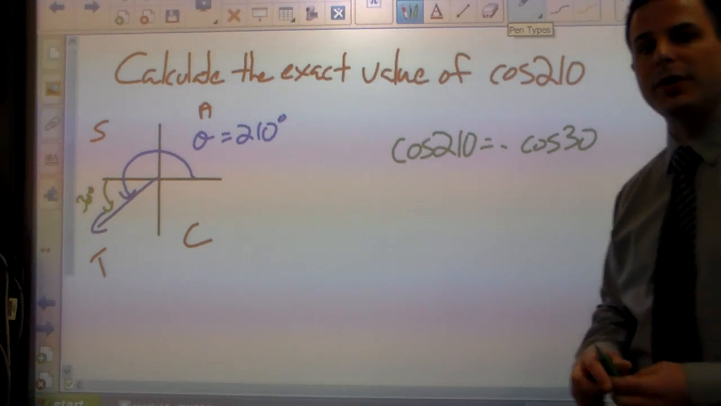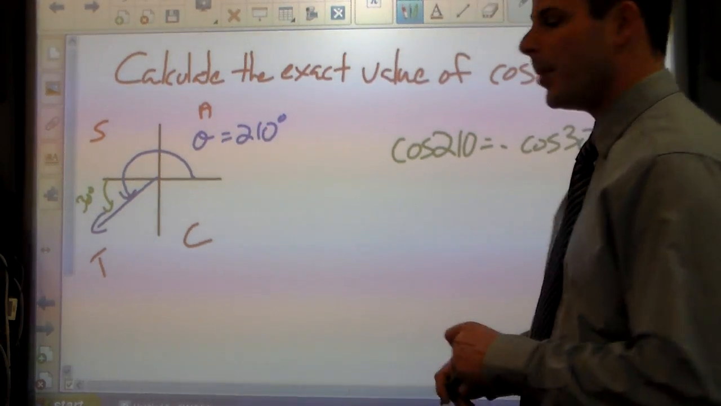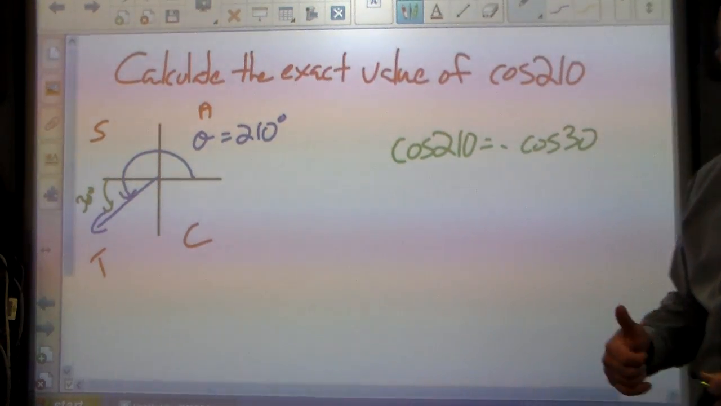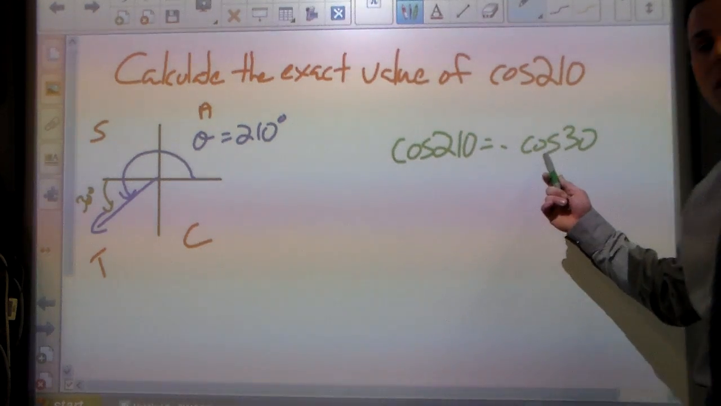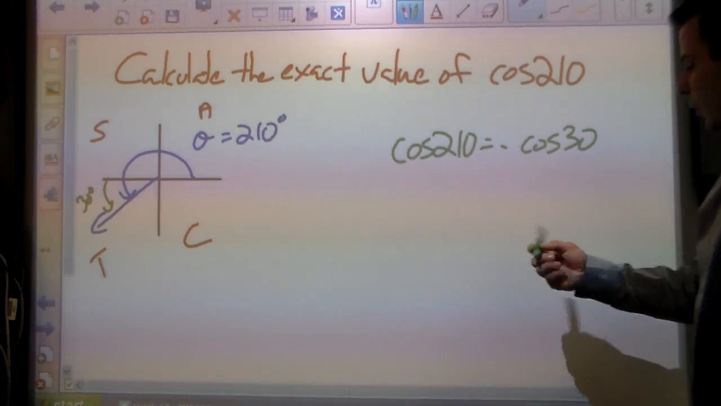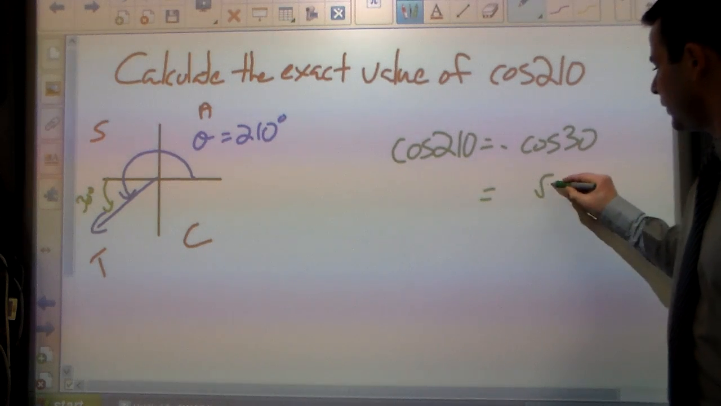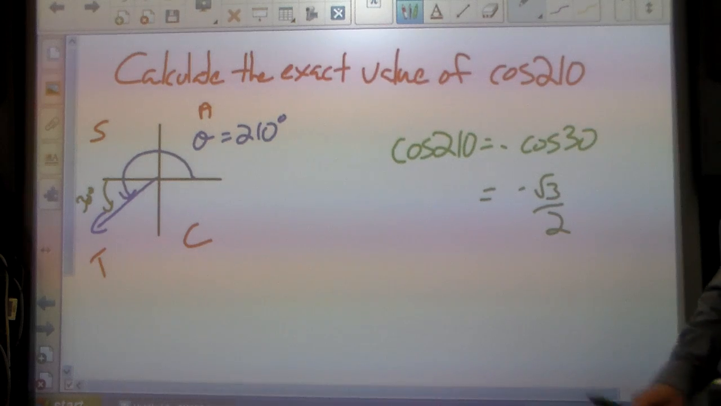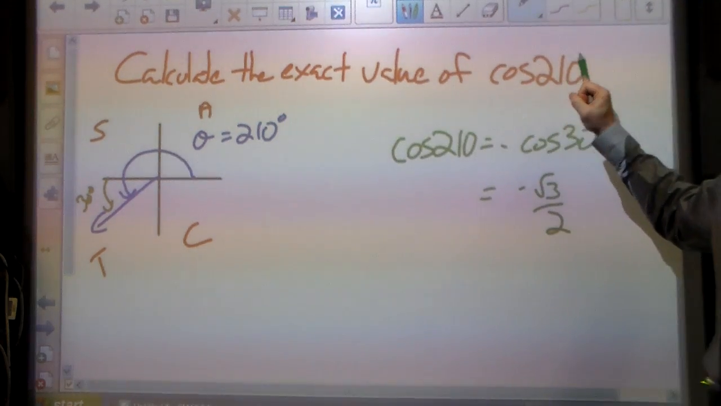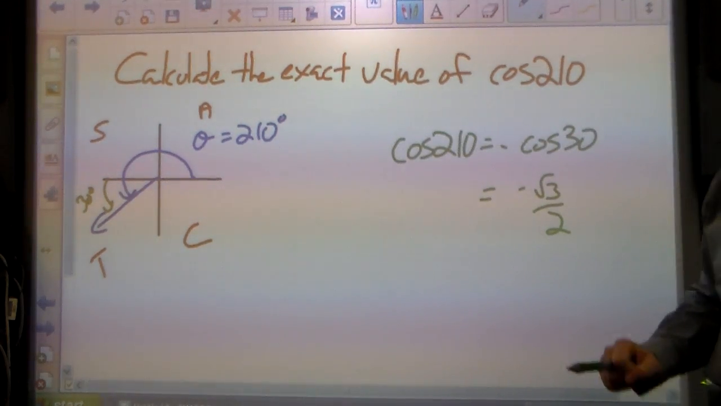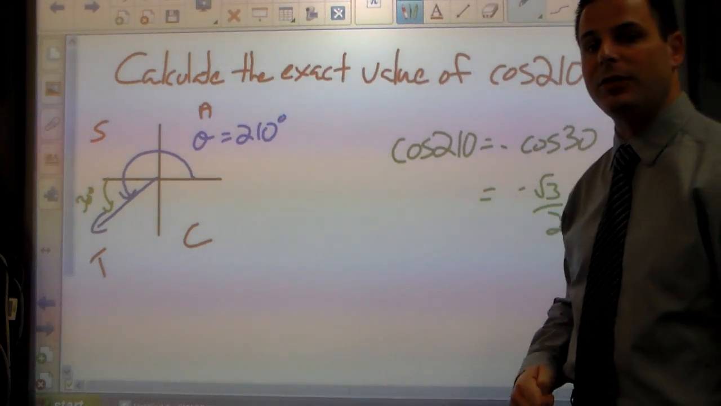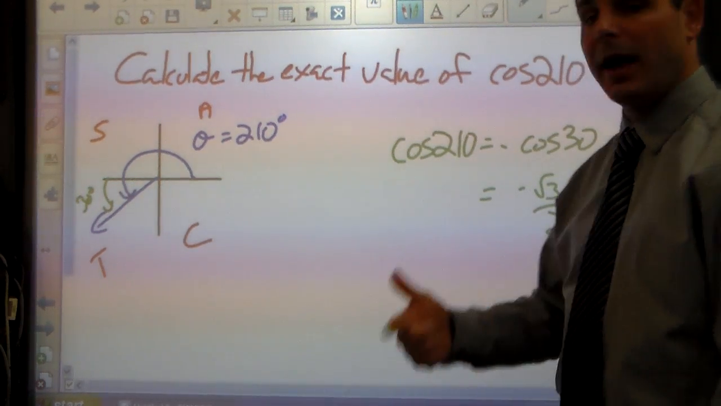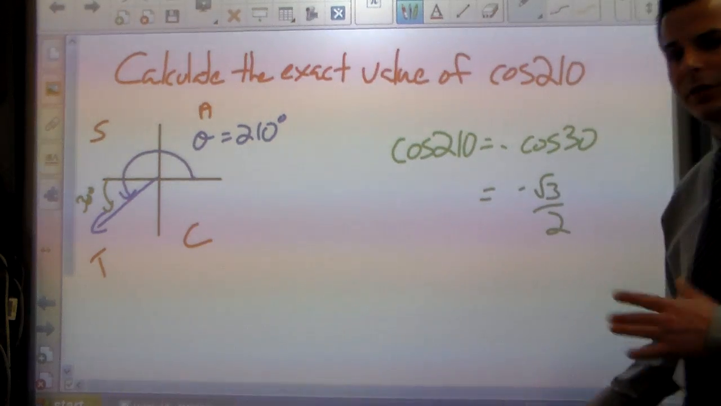So now, cosine of 30 is a special right triangle value that we memorized. I know that the sine of 30 is a half. That means the cosine of 30 can't be a half, which means that the cosine of 30 is radical 3 over 2, and we had that negative sign in front. So we calculated the exact value of cosine of 210 by hand without the use of a calculator, using a combination of reference angles and special right triangle values. Let's do one more.